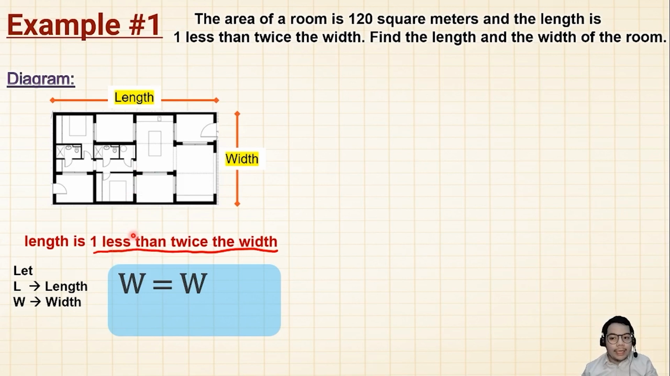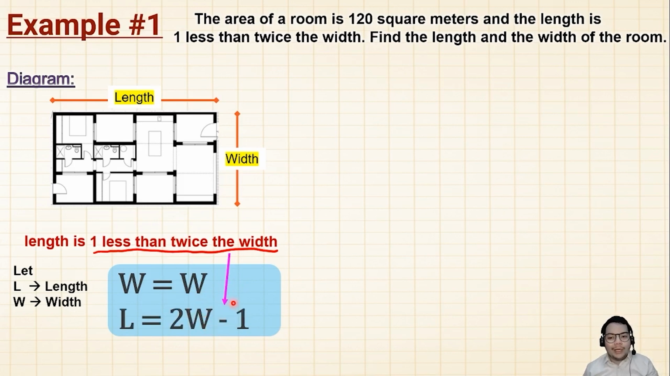Kapag may word na "less than" kayo nakikita, minus nung naunang sinabi na number. So, magiging minus 1 yan. Then, it also mentioned twice the width. So, obviously, it's 2 times W. So, 2 times W minus 1. That will be the value of L.